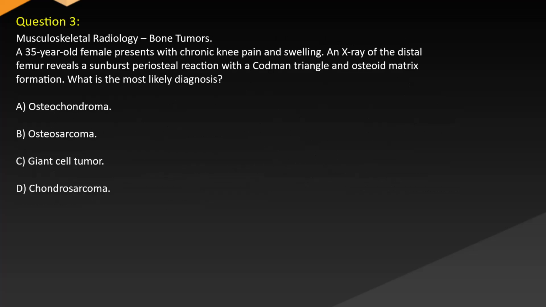Question 3. Musculoskeletal radiology. Bone tumors. A 35-year-old female presents with chronic knee pain and swelling. An X-ray of the distal femur reveals sunburst periosteal reaction with Codman triangle and osteoid matrix formation. What is the most likely diagnosis? A. Osteochondroma. B. Osteosarcoma. C. Giant cell tumor. D. Chondrosarcoma.